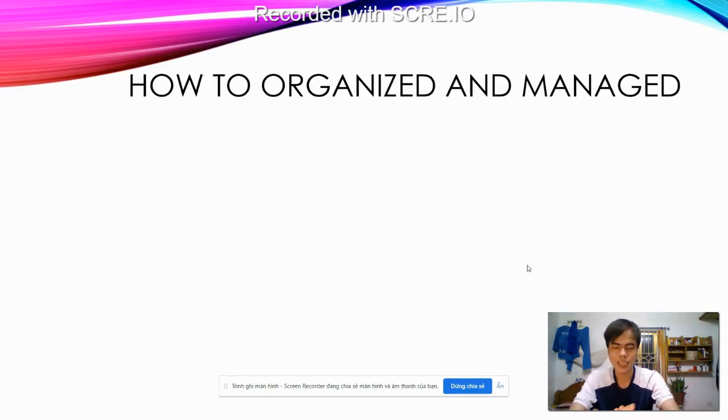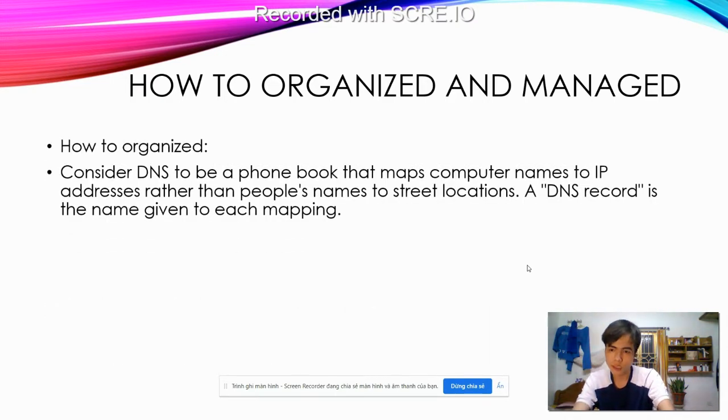How to organize and manage the DNS. First, how to organize. Consider DNS to be a phone book that maps computer names to IP addresses rather than people's names to street locations. A DNS record is a name given to each mapping.